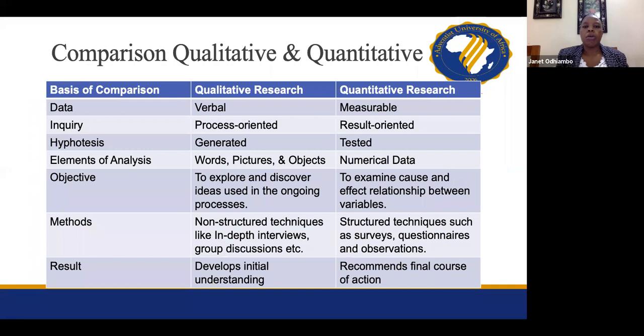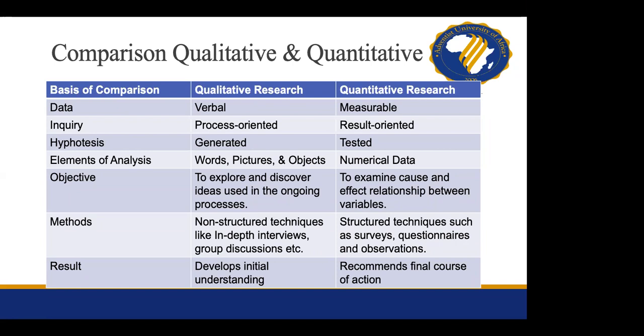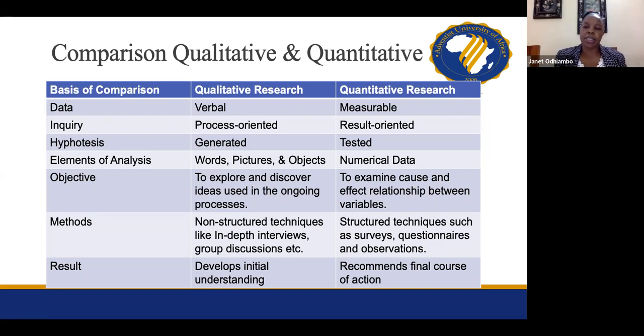Mostly, qualitative research uses verbal data interpretation. This is where we talk of narrative. You are narrating and presenting your data in verbal terms. Well, in quantitative, you are using measurables. Here we use statistical tests, which measure. So there is a difference in the way we are presenting the data. The inquiry is process-oriented in qualitative, while in quantitative it is result-oriented.